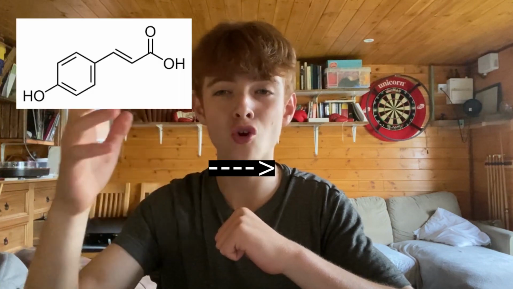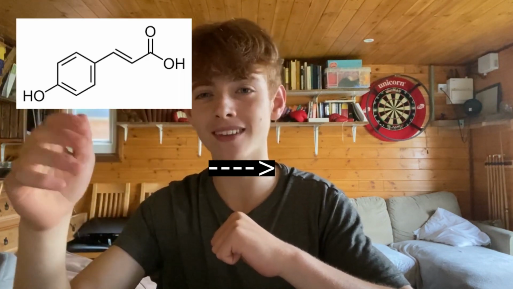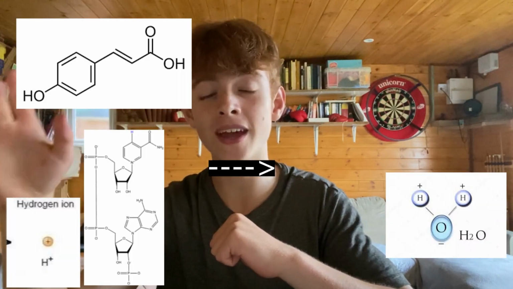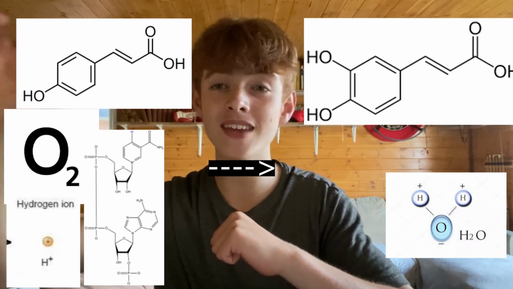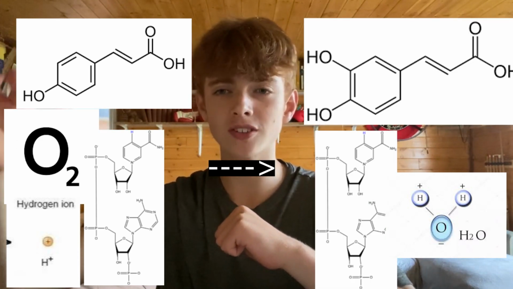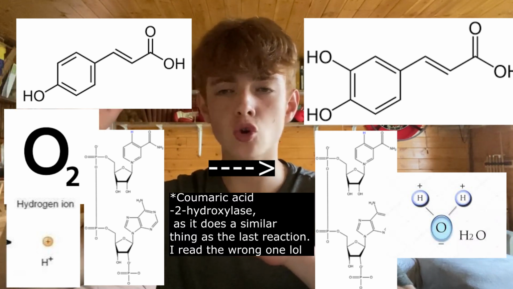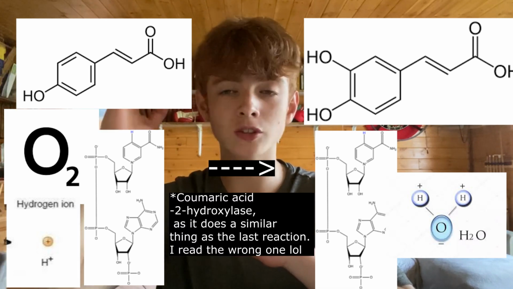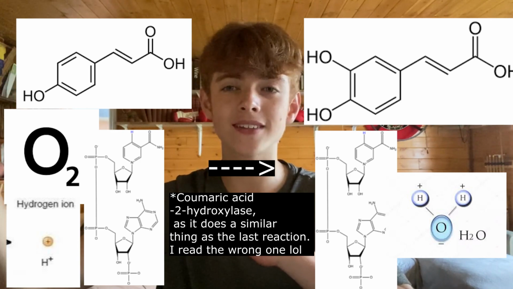And the third step inside of this metabolic pathway is that coumaric acid ends up also getting added to molecular oxygen and NADPH, and that will end up turning into caffeic acid plus NADP and H2O. This reaction is catalyzed by the enzyme, I think it's coumaric methyl transferase, into caffeic acid, which is commonly found inside of caffeine, coffee beans, all that sort of stuff.